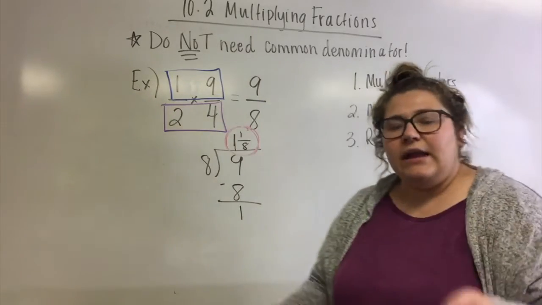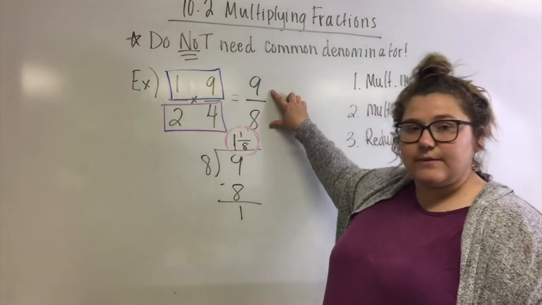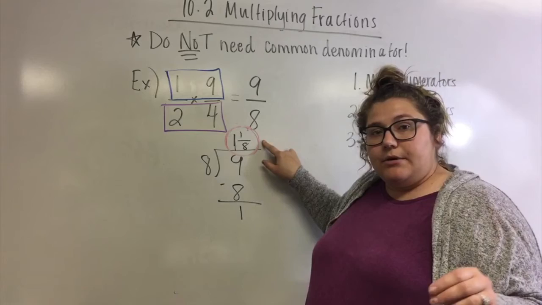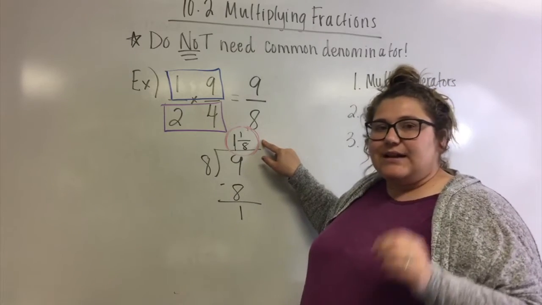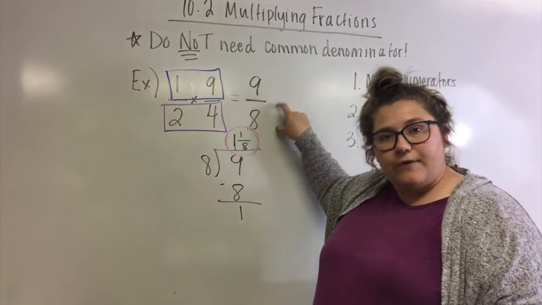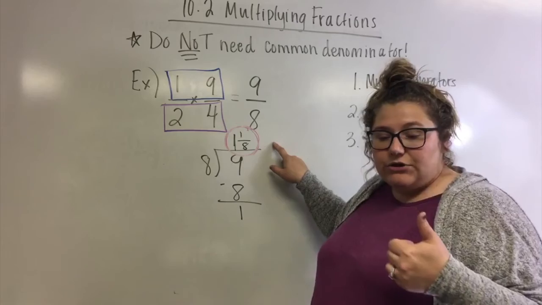So if any of your answers become an improper fraction, like this one, you need to change it to a mixed number. We've been doing it for weeks, and I know you can do it. I want you guys to change those improper fractions to a mixed number, okay? I know you guys can do it.